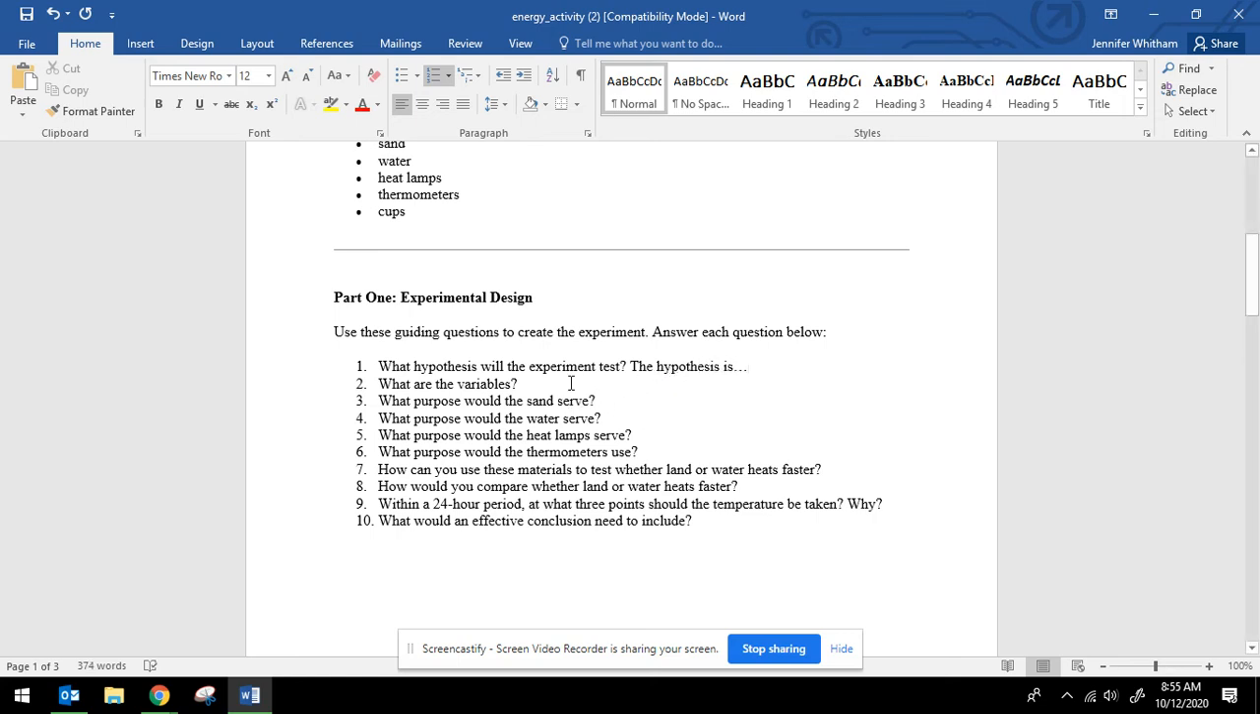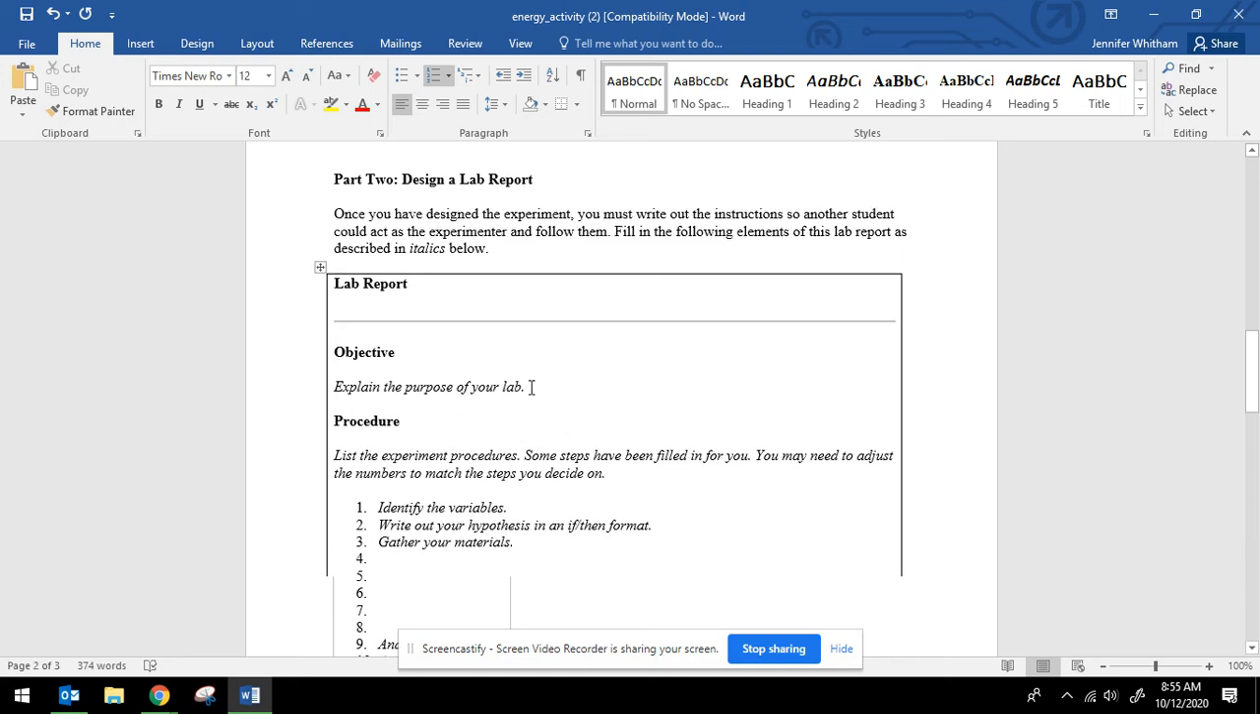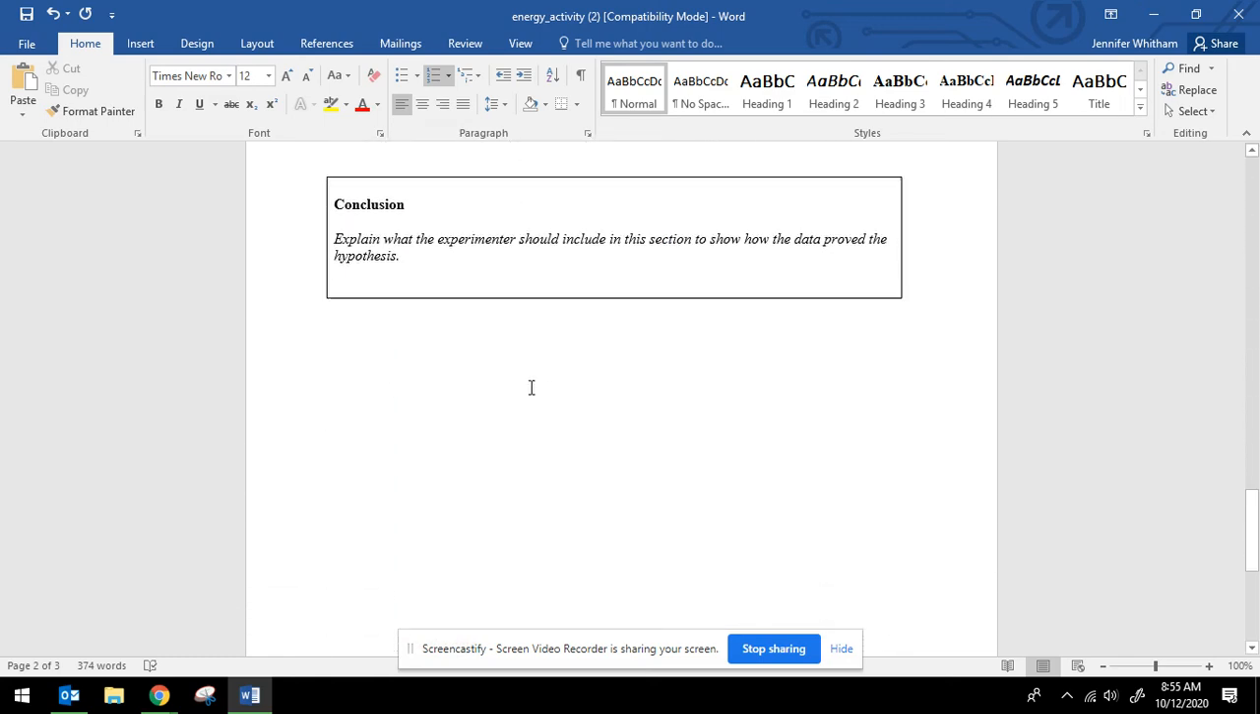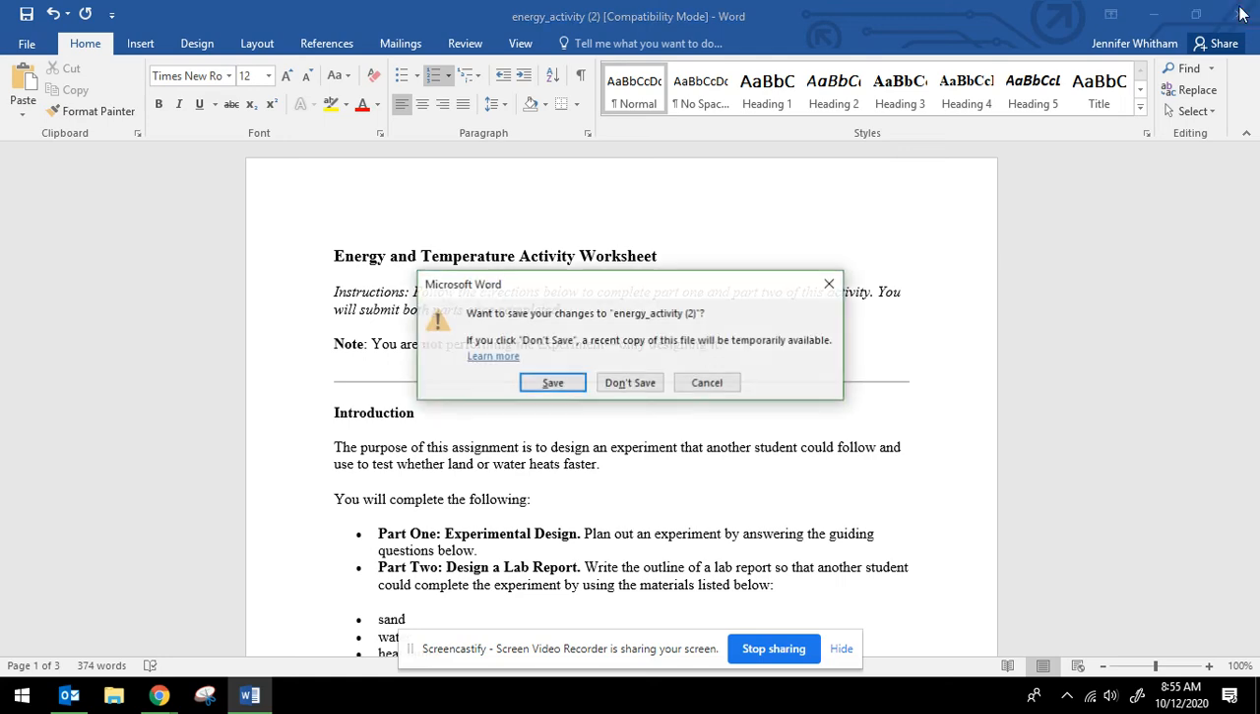Okay, we went through all 10 of these questions in our Google Meets on both days. Okay, right here where it says design the lab report, you can just type in the purpose of our lab. It was to determine whether water or land heats up faster, right? This is the document then that you would upload into the assignment.